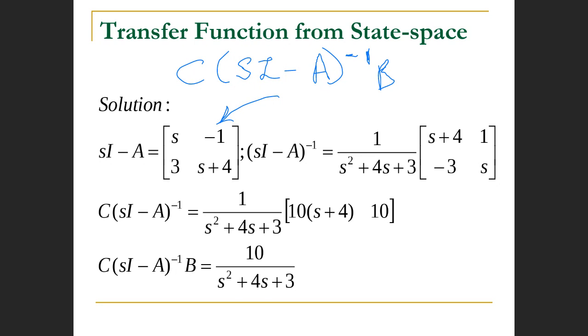Multiply S with S plus 4, and minus 3 times minus 1. And this works out to be S squared plus 4S plus 3, that is, S plus 1 times S plus 3.